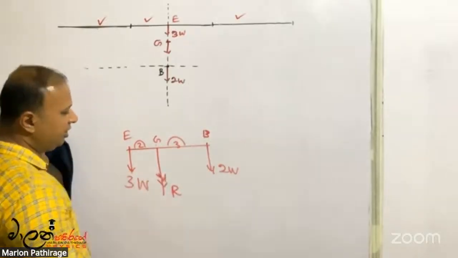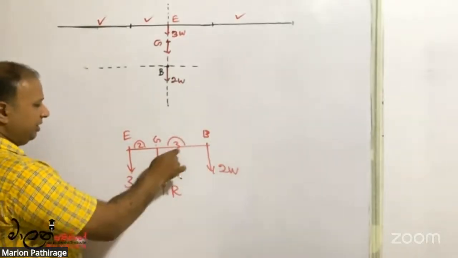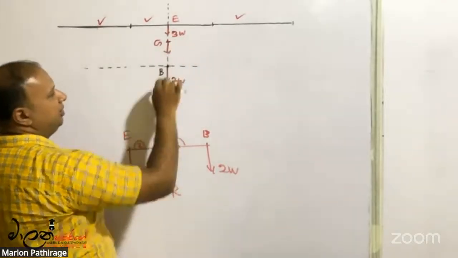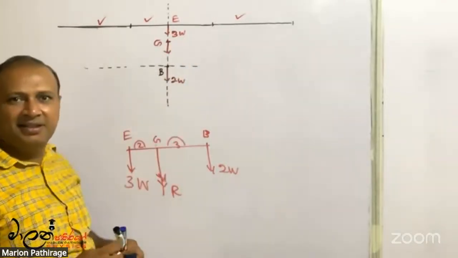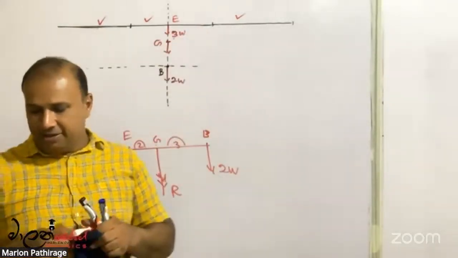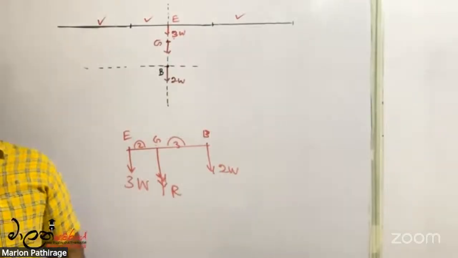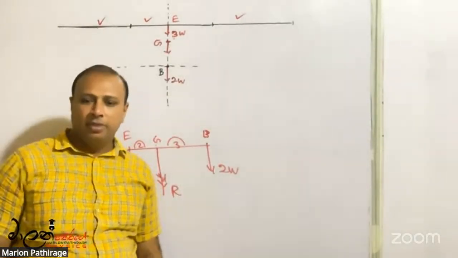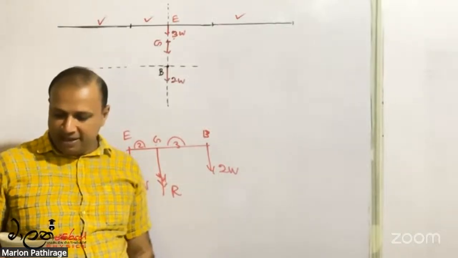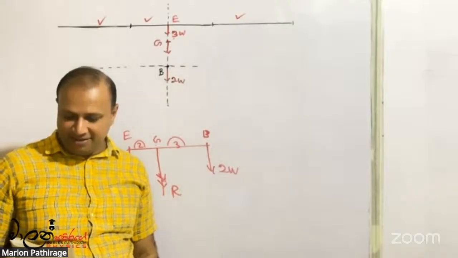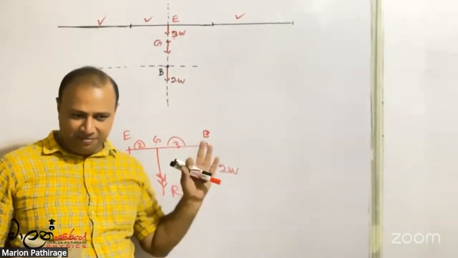So from one side three parts go this way, or from the other side two parts come this way. Then it comes closer to 3W. Therefore, the center of gravity should be located very near to 3W. Therefore, the most possible answer is answer D. If it is clear, please raise the hand.